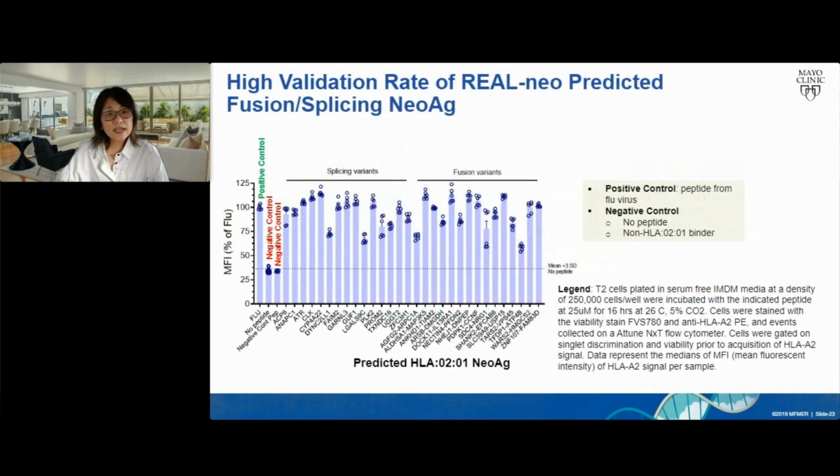RealNeo is fairly accurate in predicting neoantigen. Here I show laboratory validation results of novel neoantigens from aberrant RNA splicings. Please ignore the fusion neoantigen results for now. For validation rate, the validation rate was almost 100% for neoantigens that bind to HLA-0201. Some even bound stronger than the positive control, which is a peptide from flu virus.